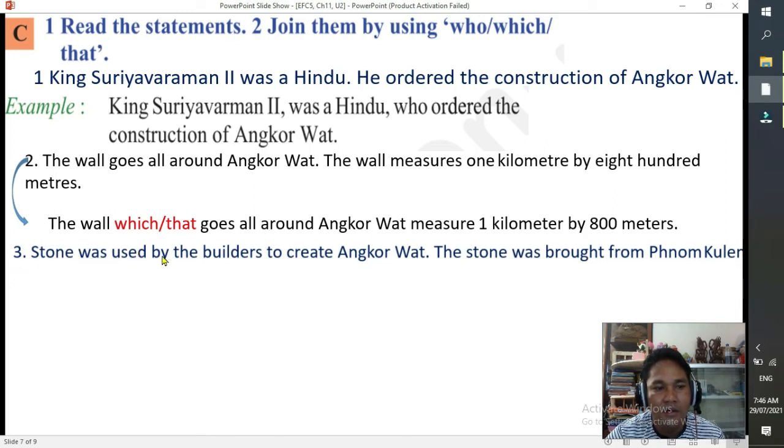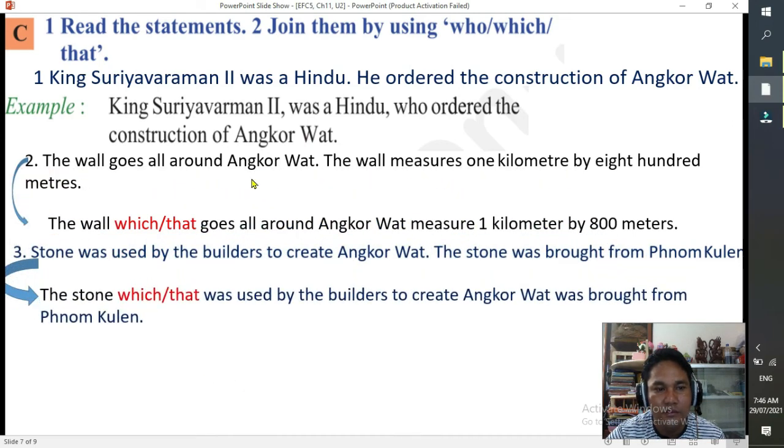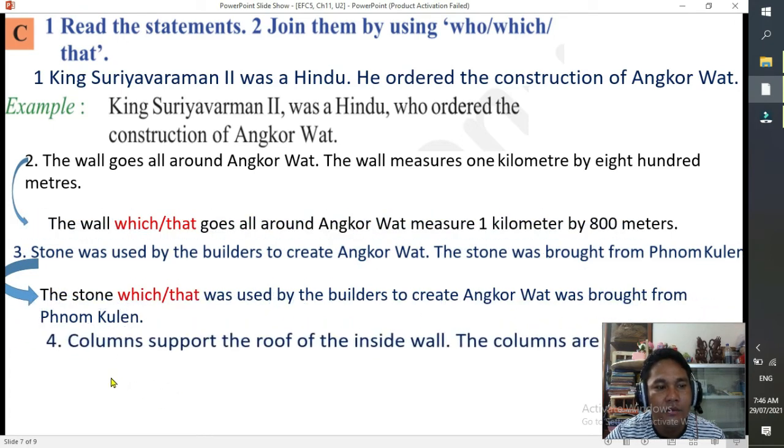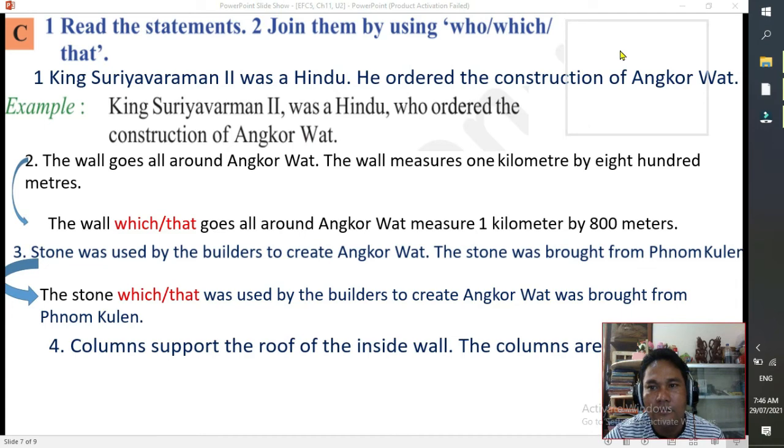So when you combine it, what should you use? You should use which or that. You can use both. The stone which or the stone that was used by the builders to create Angkor Wat was brought from Phnom Kulen. Okay, so right now we'll move to number 4.